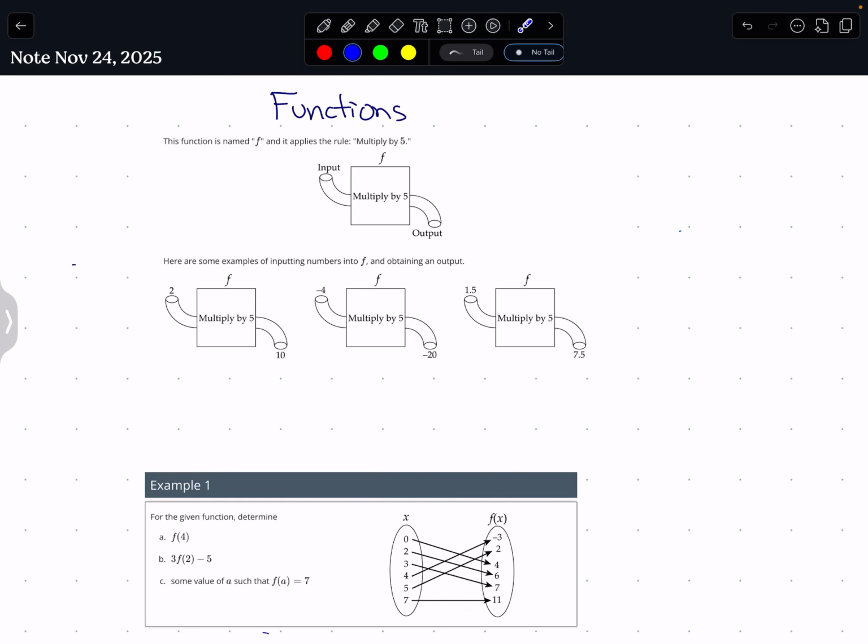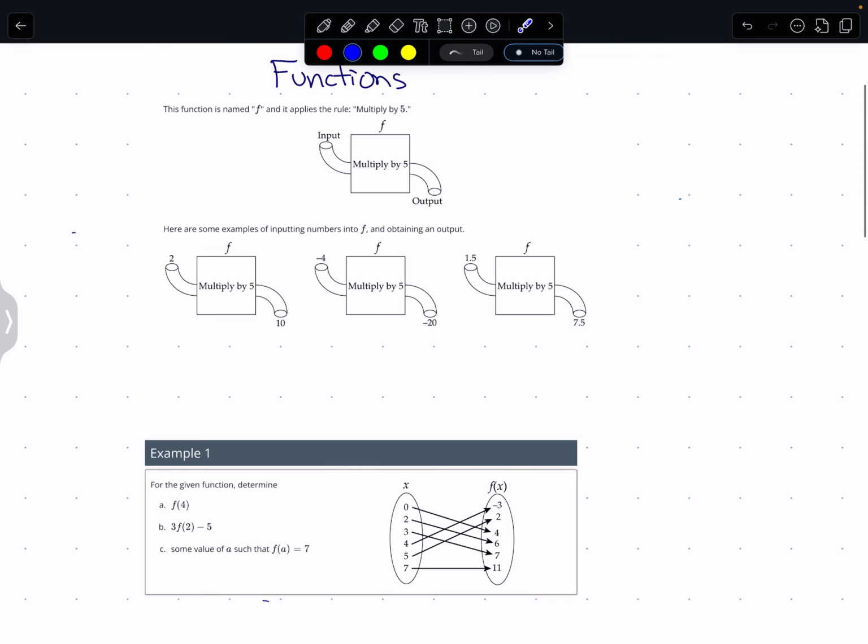Functions, remember, you can think of like a machine. Something goes in, something happens, and something comes out. What happens depends on how the function is defined. Here, the function is defined by multiplying by 5. So the 2 goes in, it gets multiplied by 5, comes out as 10. When you input -4, it gets multiplied by 5, comes out as -20, etc.